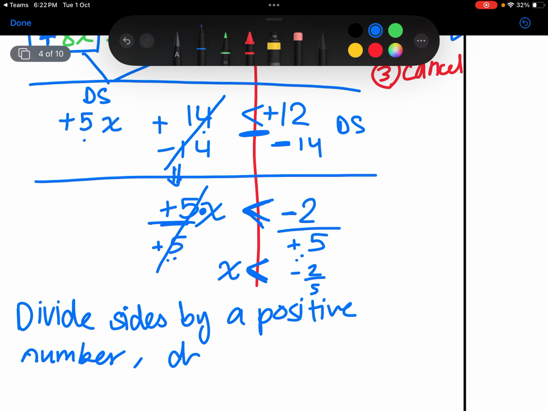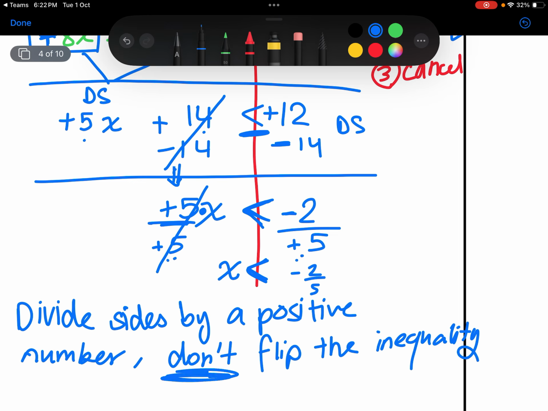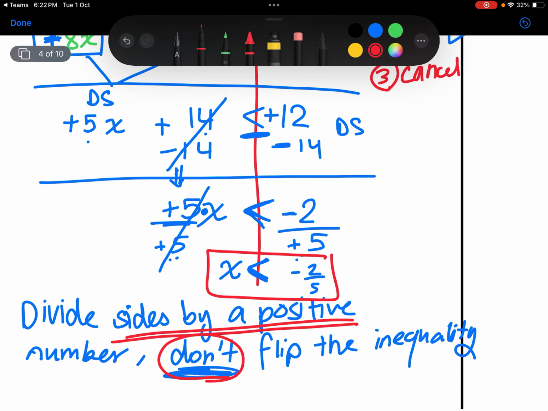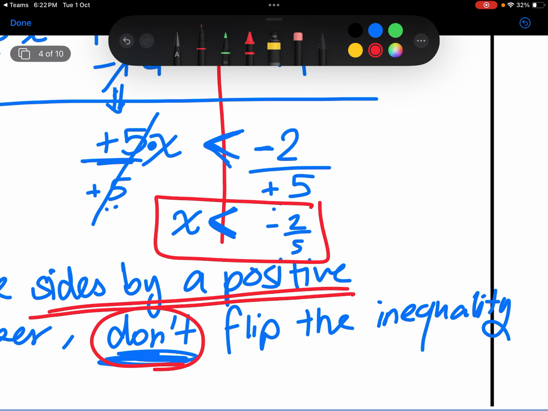So don't flip the inequality. Okay? When you divide by a positive, don't flip the inequality. Okay? That's it. To graph my answer, I will just draw the number line.